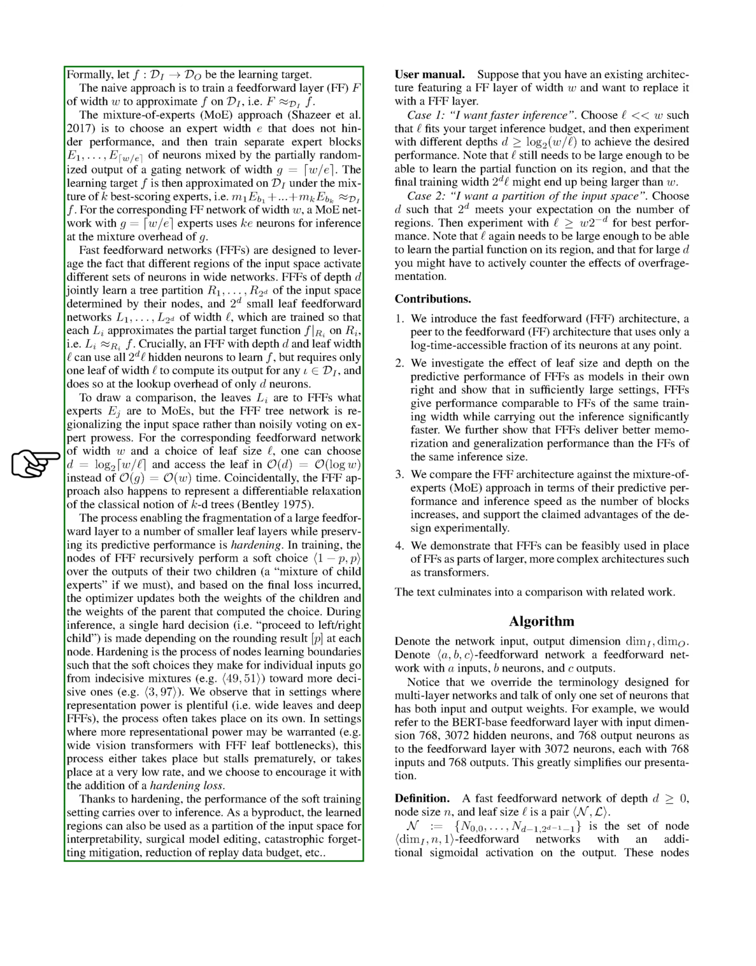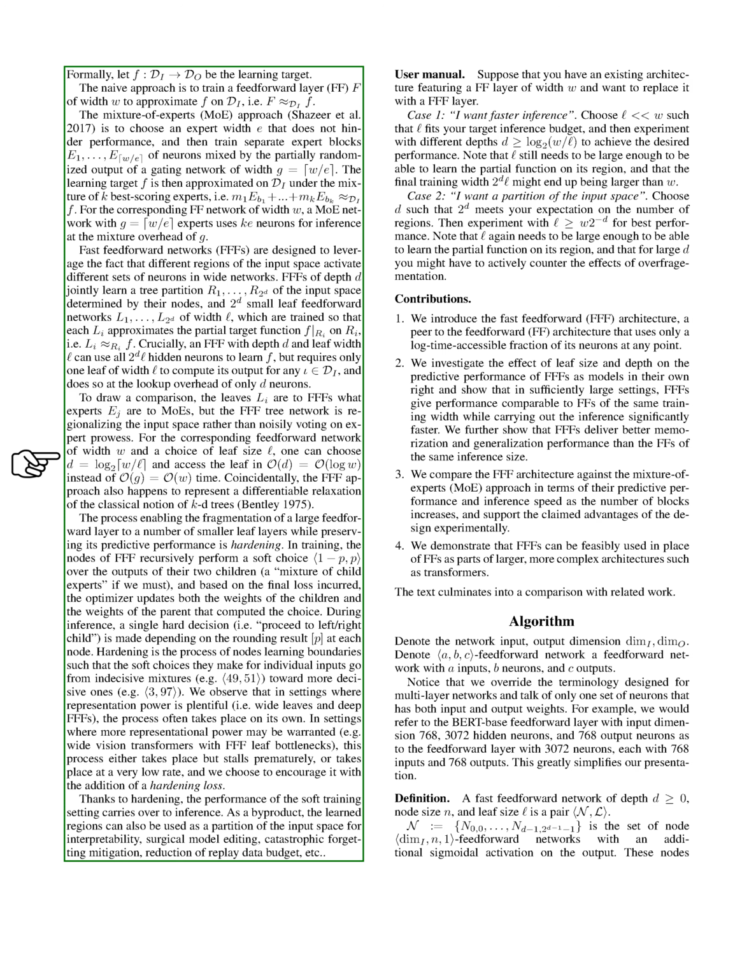Fast feedforward networks, FFFs, however, take a different approach. They leverage the fact that different regions of the input space activate different sets of neurons in wide networks. FFFs of depth d learn a tree partition of the input space determined by their nodes, and small leaf feedforward networks of width L, which are trained so that each leaf approximates the partial target function f on its respective region. An FFF with depth d and leaf width L can use all 2^d * L hidden neurons to learn f, but only requires one leaf of width L to compute its output for any input, and does so at the lookup overhead of only d neurons.